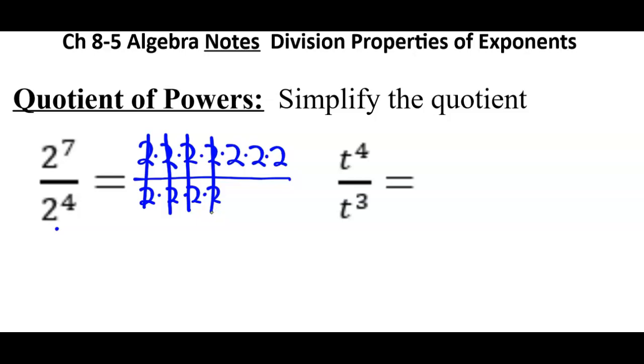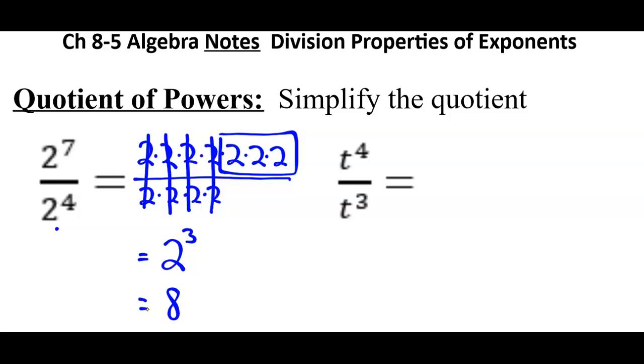I have 2 to the 3rd power, right? Because it's 2 times 2 times 2, and 2 to the 3rd power is equal to 8. So when I divide these, I get 2 to the 3rd power, and that's equal to 8.